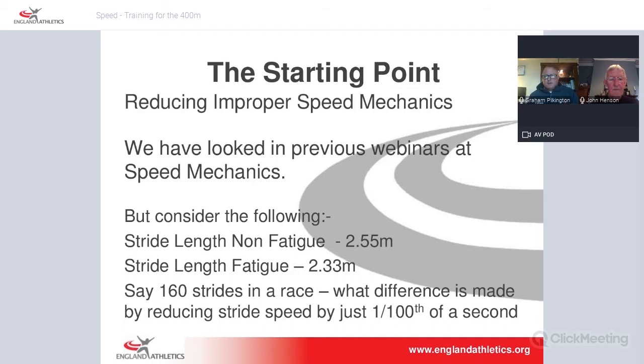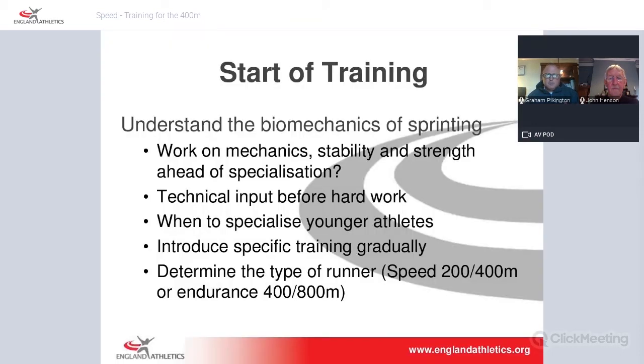So for me, the starting point with 400 meter coaching, and again we'll pick up on this when we start specializing, is really to start working on their technique. That to me is where I can gain the biggest gains, and I pick it up from there. So the start of the training has to be understanding the biomechanics of the sprint. It is still a sprint. It's a slightly different sprint. There is less force created, less travel time, but it is still a sprint.